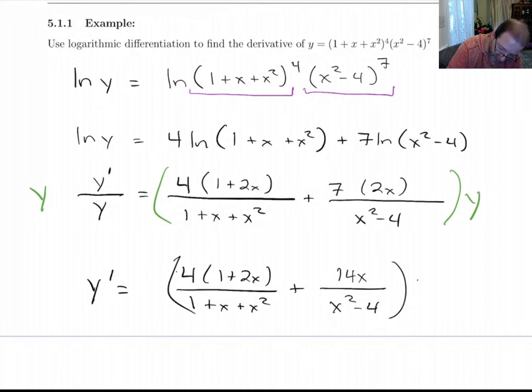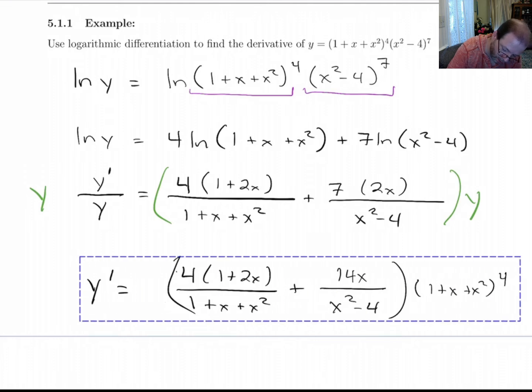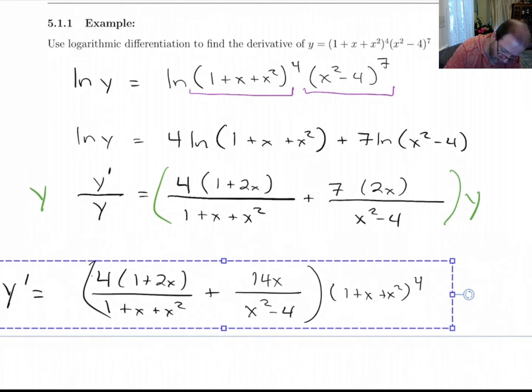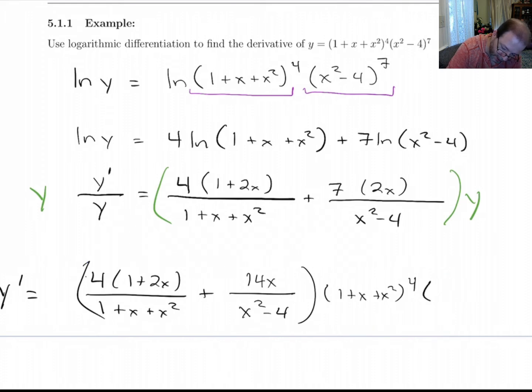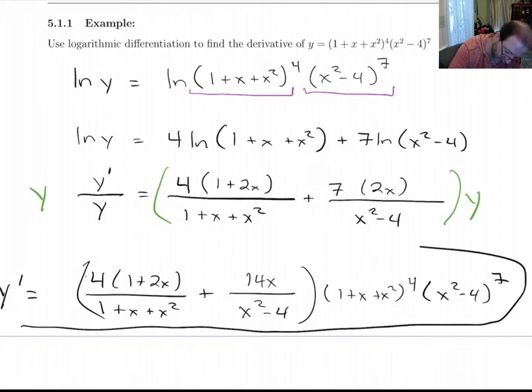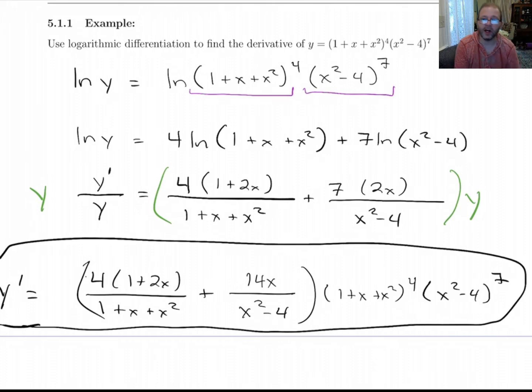The original y was (1 plus x squared) to the 4th times (x squared minus 4) to the 7th. So our answer is kind of big and ugly, but it gets the job done.